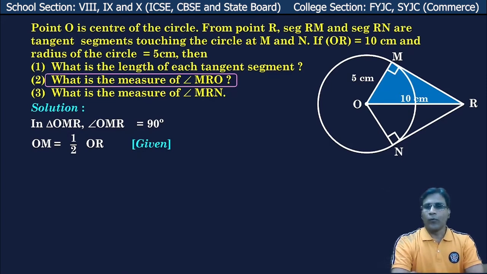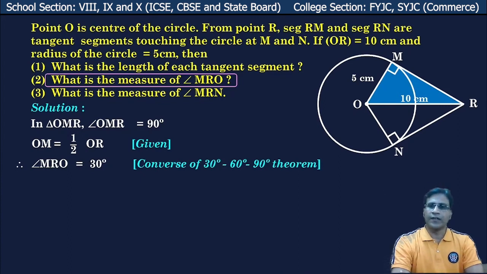Any side opposite to 30 degree is always half of the hypotenuse. Now, in this triangle, first of all, it is a right angle triangle. Then we got one side of the triangle as half the length of the hypotenuse. So, in other words, I can say OM is opposite to angle 30 degree. Now, when I say opposite to angle 30 degree, I will get angle MRO as 30 degree. And the reason is converse of 30, 60, 90 theorem.